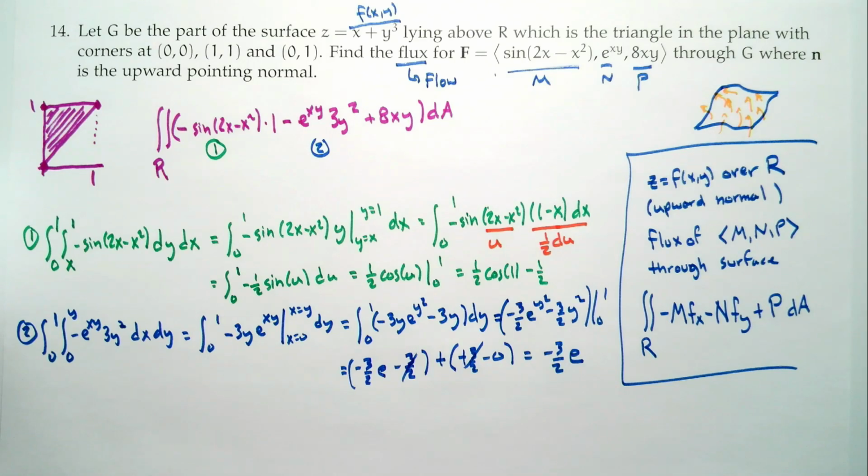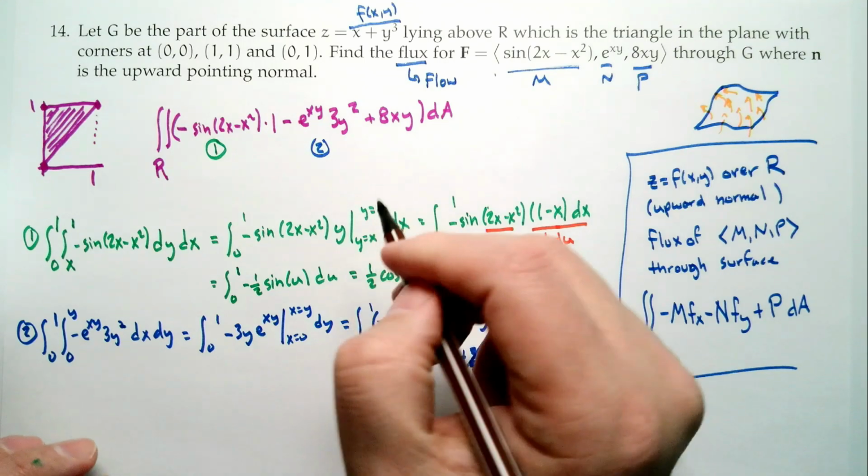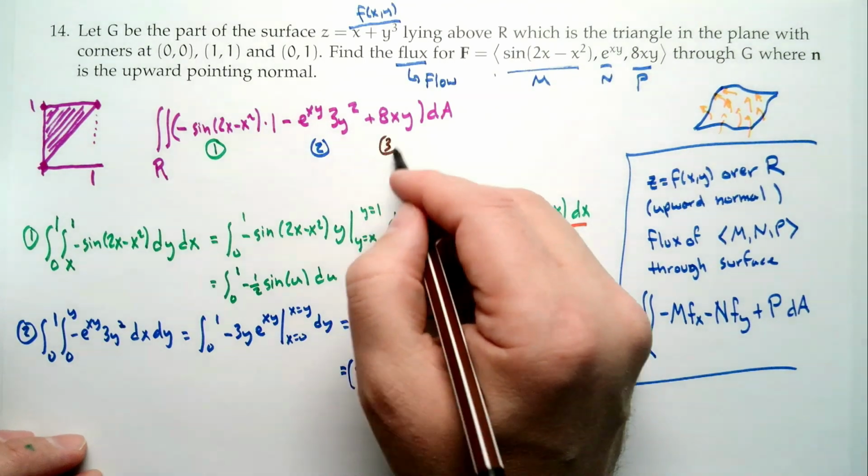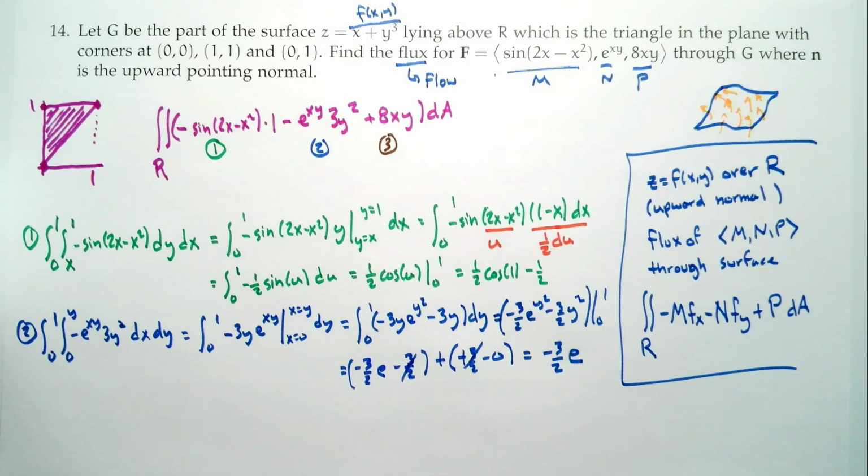Now we come to our last layer. Well, okay, which one is that? The 8xy. So how are we going to integrate that one? Well, really, there's no surprises here. It doesn't really matter, and since it doesn't matter, let's do dx dy. And the reason I point there is there's 0. And whenever you can get a 0, do it.